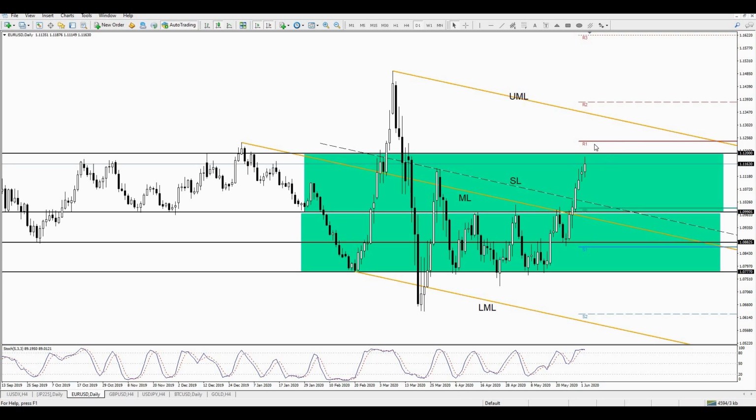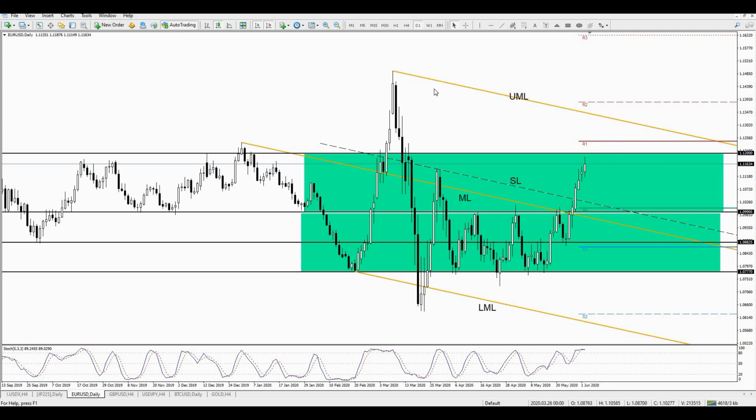Okay, so we could also use as a potential target this level R1, 1.1243, also the upper medium line, but only if the price makes a valid breakout above 1.12, 1.1215. Okay, so very important. It remains to see how the price will react when it touches this static resistance.